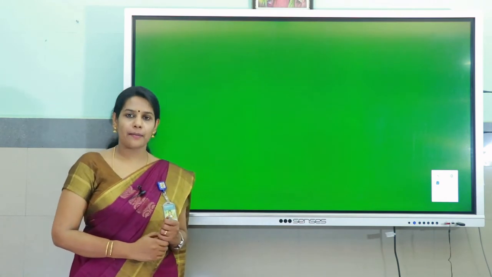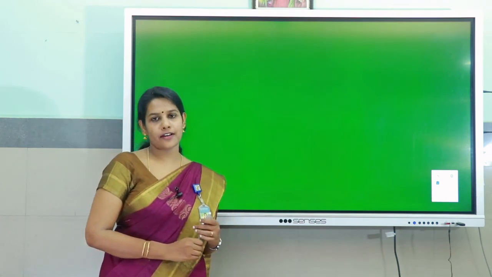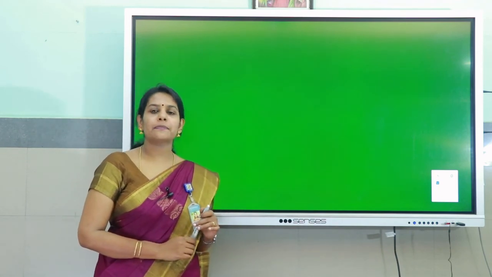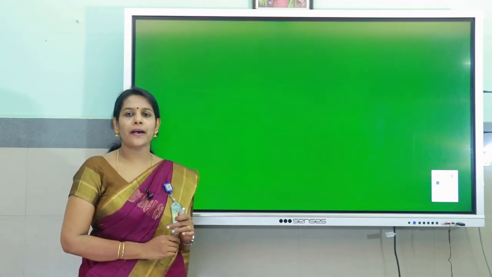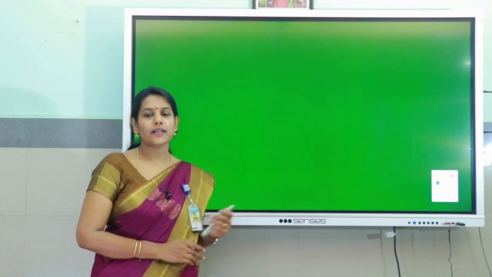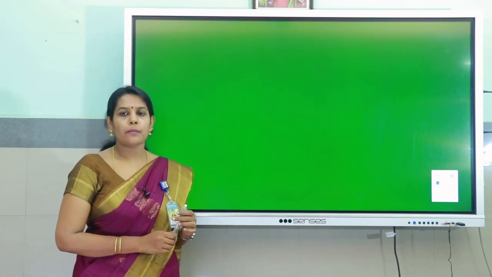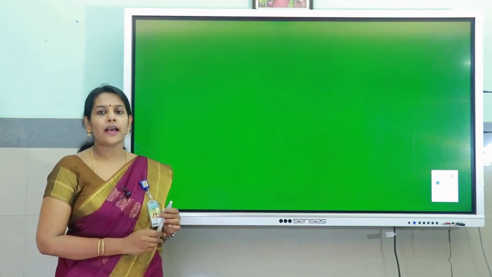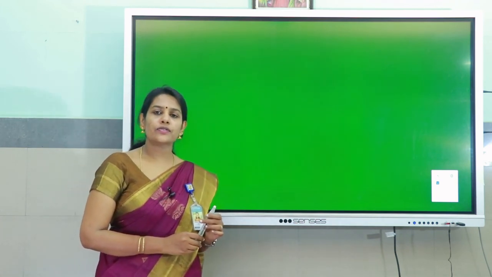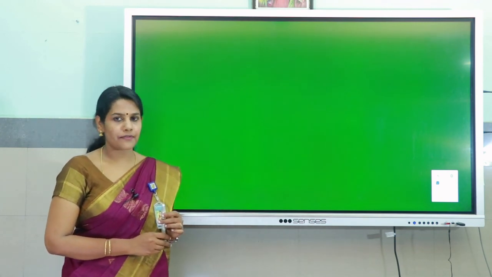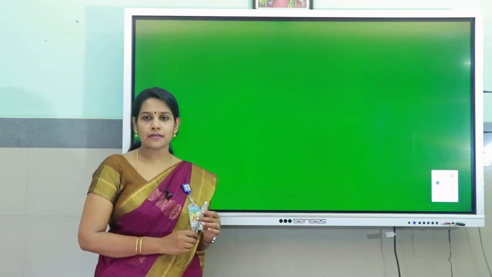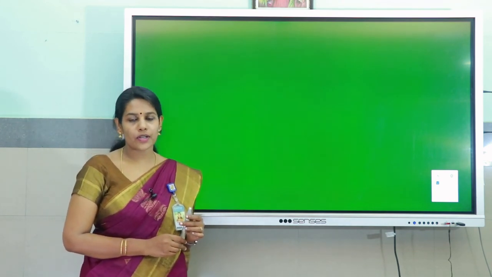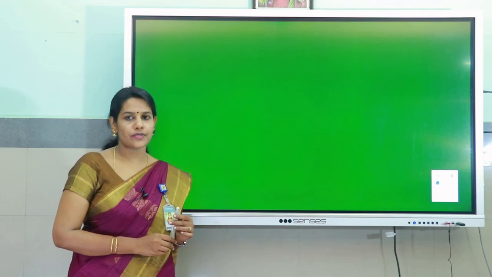So today we studied about different methods to express concentration of solution. The first one is mass percent. Mass percent is equal to mass of solute divided by mass of solution into 100. Then molarity. Molarity is the number of moles of solute present per liter of solution, and molality is the number of moles of solute present per 1000 gram of solvent. Then the last method is mole fraction. It is the ratio of number of moles of a particular component to total number of moles of solution.